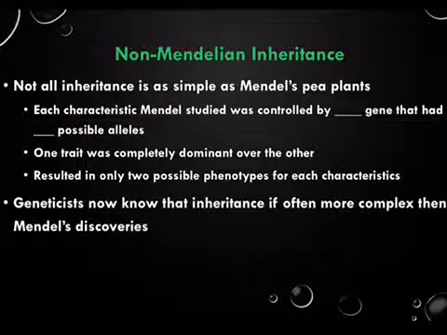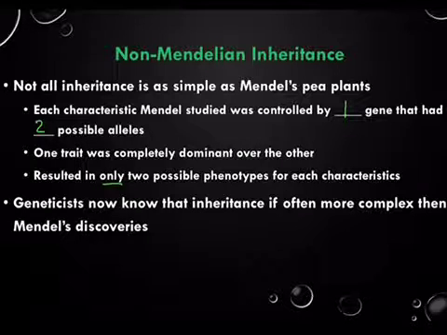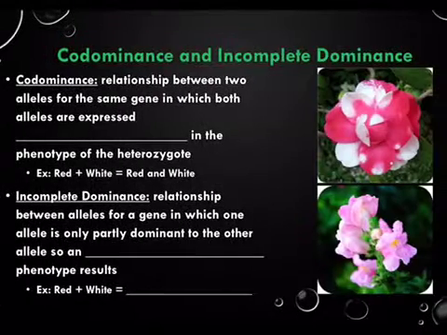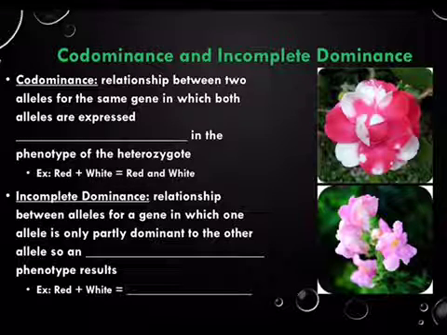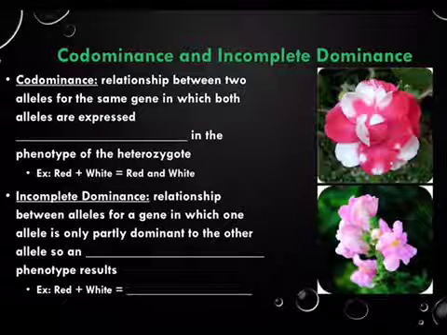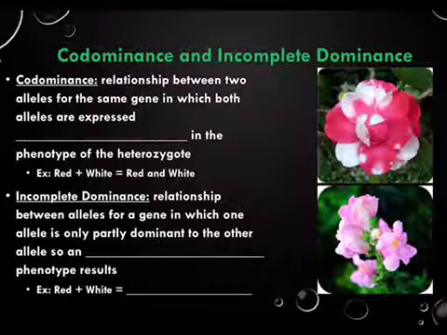So with the advances in information we now know about genes, we know that inheritance is not as simple as it was in Mendel's pea plants. His pea plants were controlled by one gene that had two possible alleles. We had one trait that was completely dominant over the other, and it resulted in only two possible characteristics. And so geneticists now know that inheritance is way more complex than what Mendel had initially realized. So one of the exceptions or advances that we've discovered since Mendel's time is something called codominance and incomplete dominance.